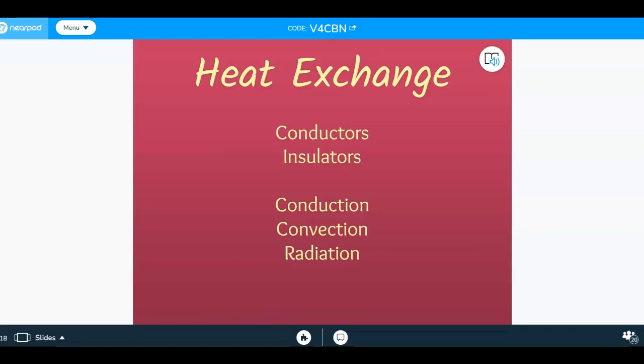All right, we all need to be paying attention and looking up front here as we go over something. We're going to do a quick review on conductors, insulators, conduction, convection, and radiation.